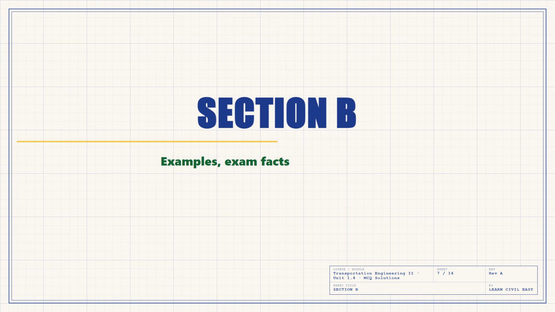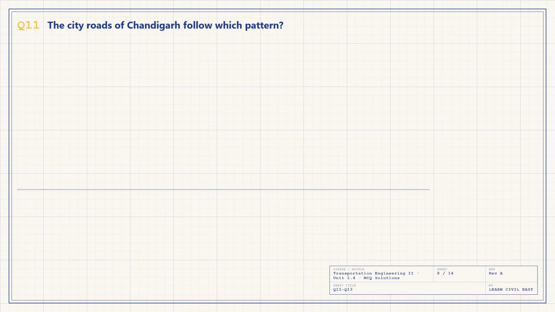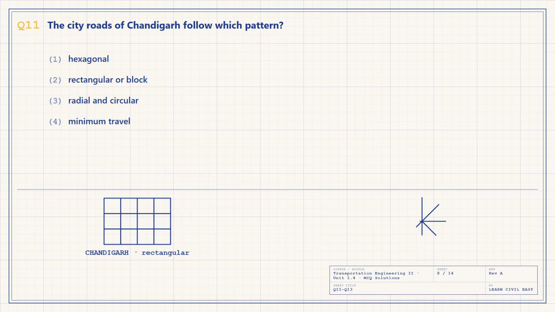Section B. Examples, exam facts and comparisons. 8 questions, and these are the ones most likely to appear word for word in your paper. Question 11. The city roads of Chandigarh follow which pattern? Option 2, rectangular or block.